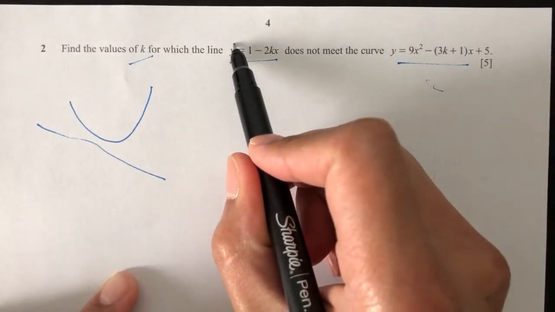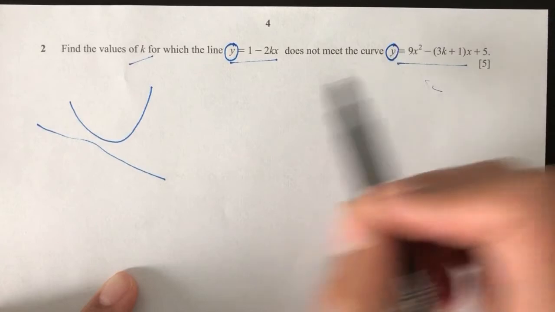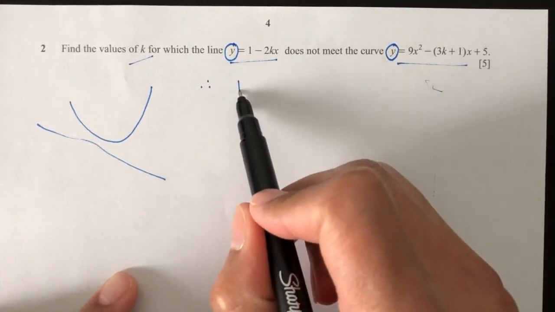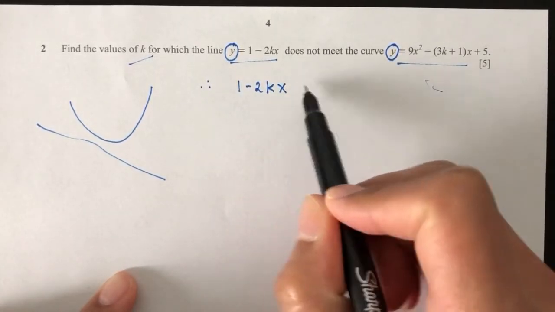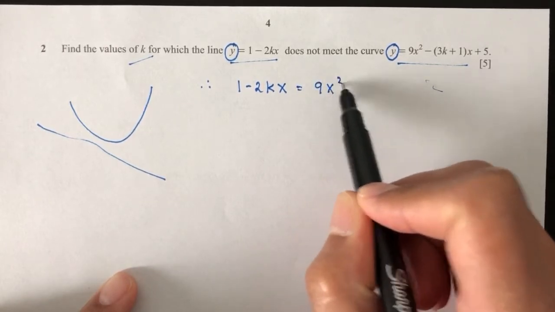So as you can see here we have y and here we have y. So let's try to solve them simultaneously. So we have this on one side and this on the other side.